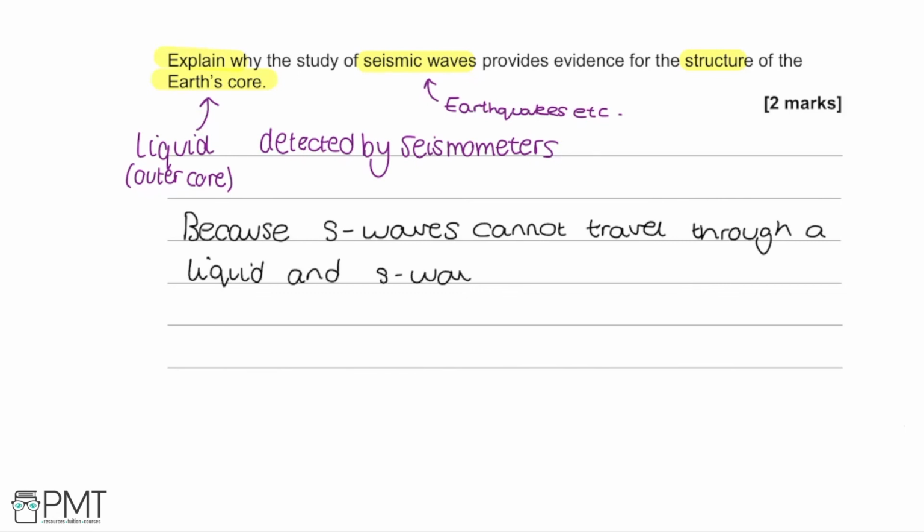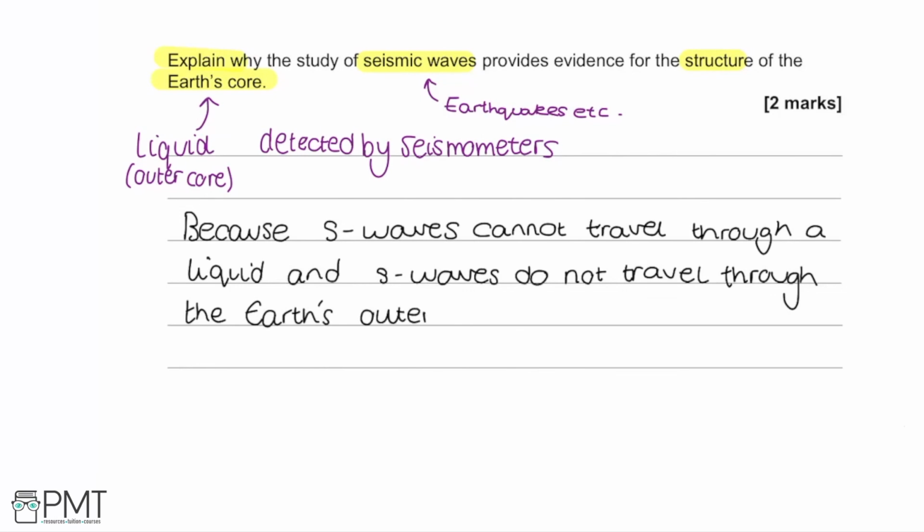So to get both of the marks here, I'm firstly going to say that S waves do not travel through liquids, S waves cannot travel through a liquid, and then I'm going to go on to say that S waves do not travel through the Earth's outer core. Here, we don't have to include the word outer, but the outer core is going to be liquid and the inner core, however, isn't going to be, so it is a good idea to just make this link here also.